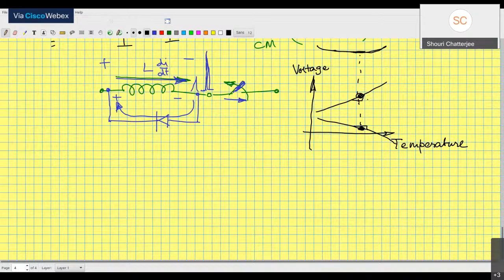Number one, choose this point at the center of your total temperature range. That is called centering. So if your temperature range is from 0 to 80 degrees, then this point should be at 40 degrees. Whereas if your temperature range is from minus 40 degrees to 120 degrees, then this point should again be at 40 degrees.